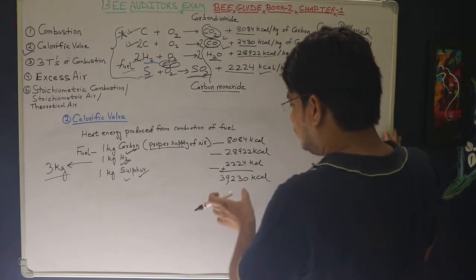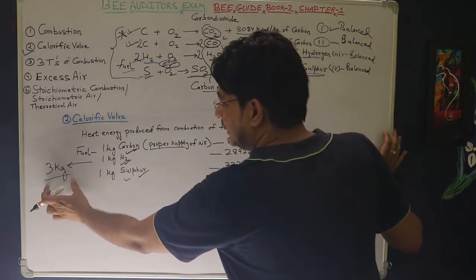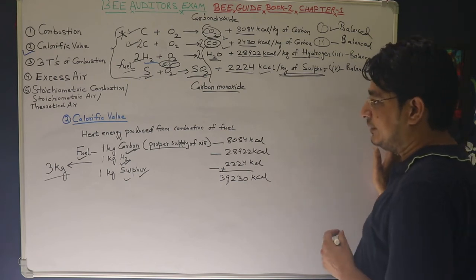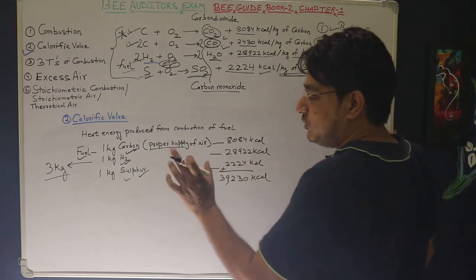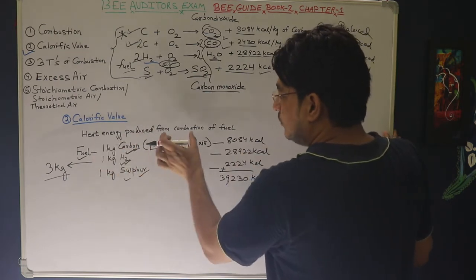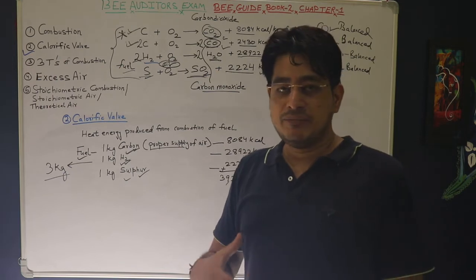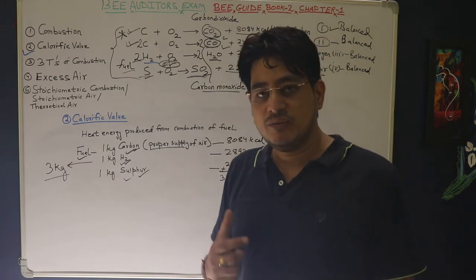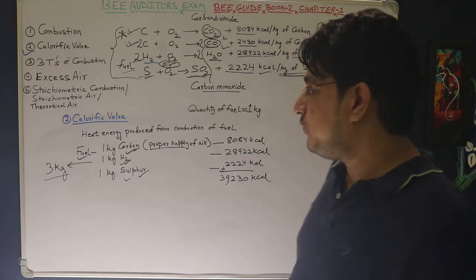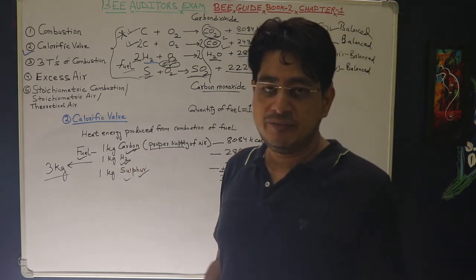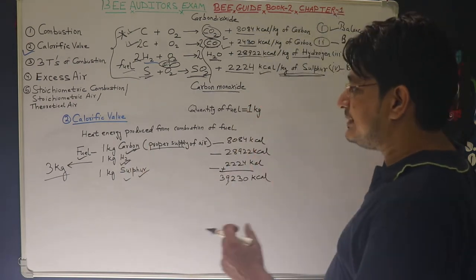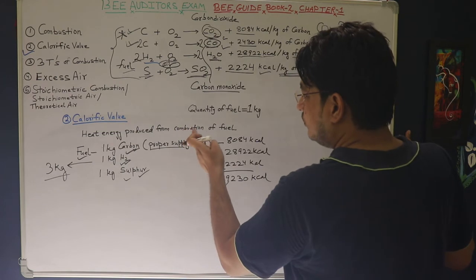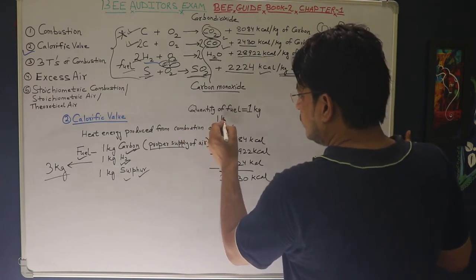Now you can easily see that the total heat energy released from the combustion of 3 kg of fuel will be equal to 39,230 kilocalorie. But now again focus on the definition of calorific value, heat energy produced from combustion of fuel. But you have to realize how much will be the quantity of the fuel that we will be considering for calculation of our calorific value. So the quantity of fuel considered for calculation of calorific value is 1 kg. So I can say, what is the calorific value? The calorific value is the heat energy produced from combustion of 1 kg of fuel.